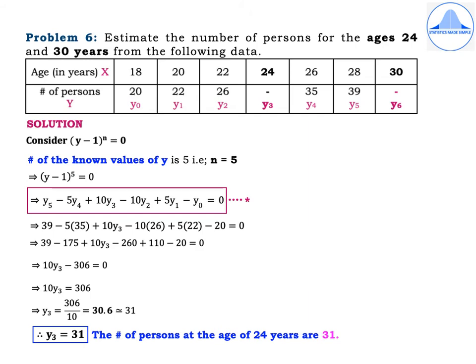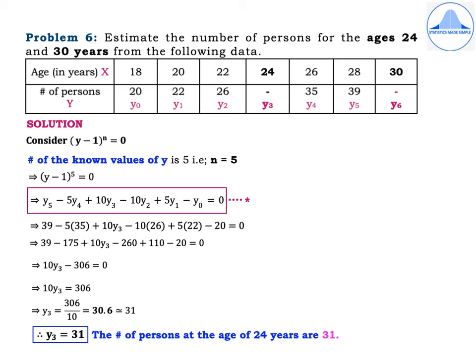Solution. Consider (y minus 1) to the power n equal to 0. The number of known values of y is 5, that is n equal to 5. So (y minus 1) to the power 5 equal to 0. We get a similar expression like the previous two problems. Which implies y5 minus 5y4 plus 10y3 minus 10y2 plus 5y1 minus y0 equal to 0. Call it equation star.